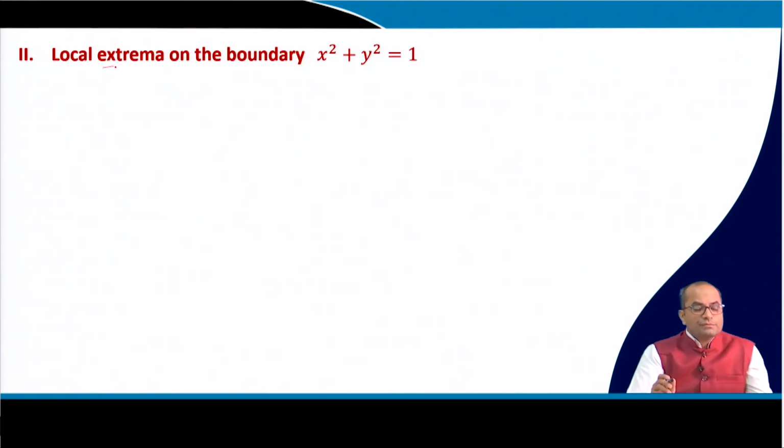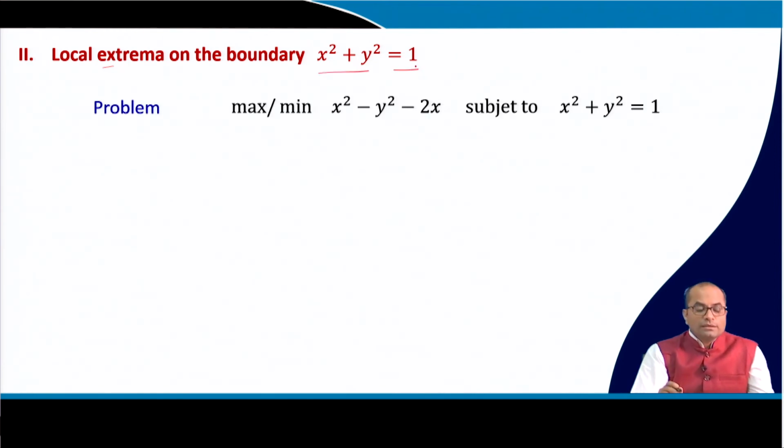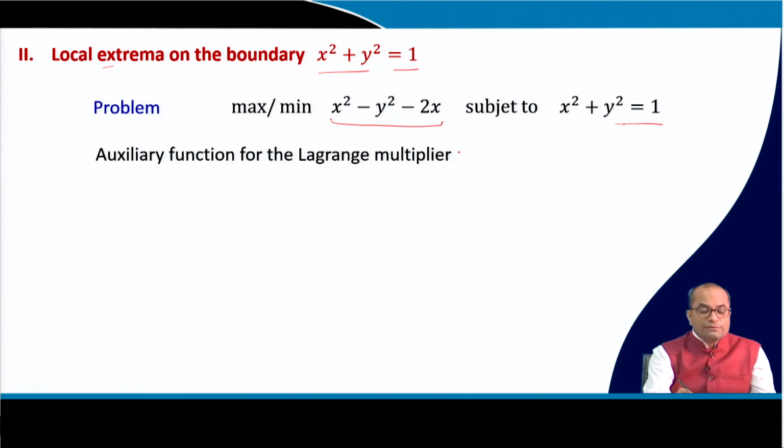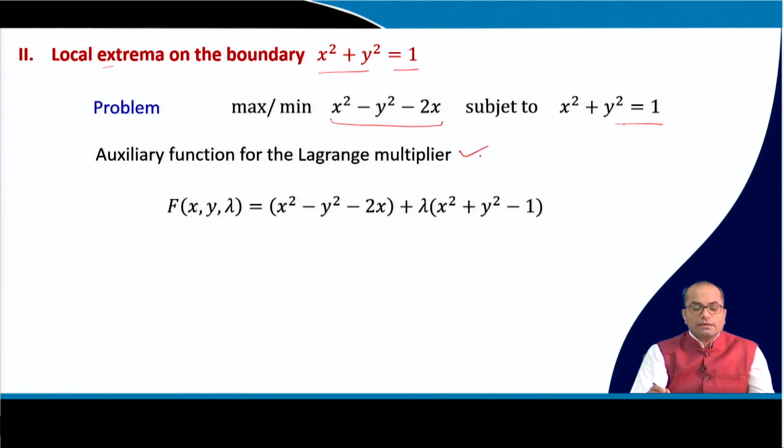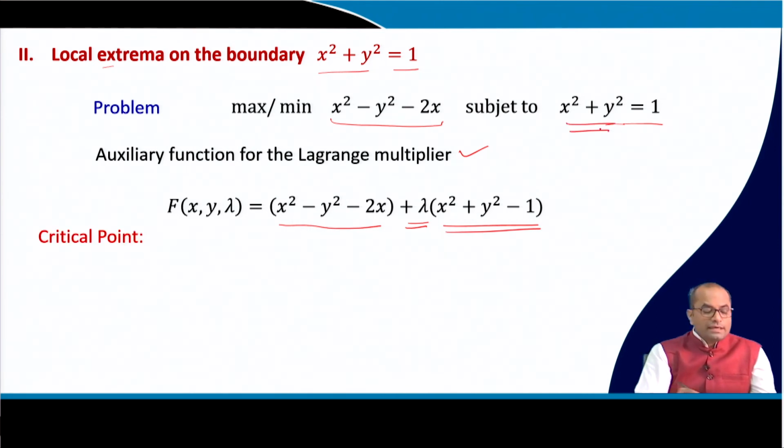Now, the local extrema on the boundary, that is x square plus y square is equal to 1. Here we maximize or minimize this x square minus y square minus 2x subject to this constraint, x square plus y square is equal to 1. So, the auxiliary function for the Lagrange multiplier is x square minus y square minus 2x plus lambda times x square plus y square minus 1, this constraint.